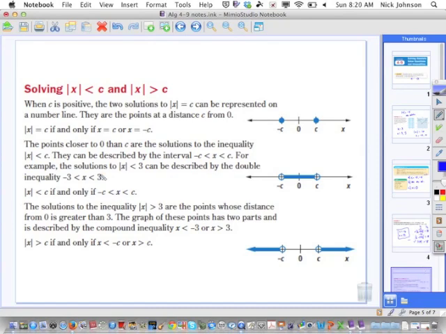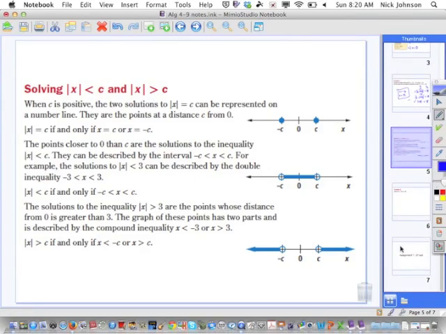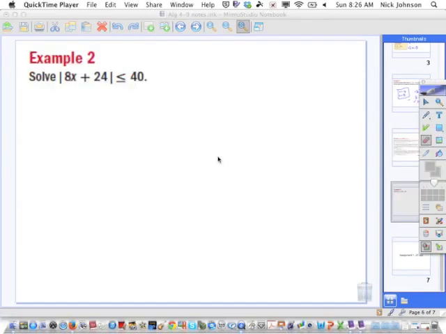Mr. Johnson's going to show you step by step how to solve this next problem using your hands instead of your calculator. Please pay attention. All right, example 2 says solve the absolute value of 8x plus 24 is less than or equal to 40. Now, Mr. Johnson does this a little bit different than what your book does it, so I want you to pay attention. Why? Because it involves our case 1, case 2, and I just think it breaks it up a lot easier than the way the book's doing it.